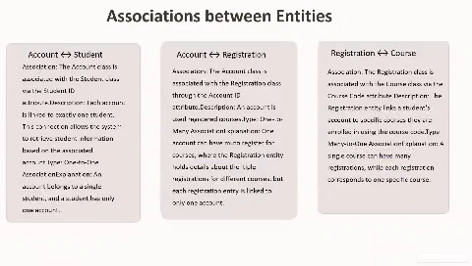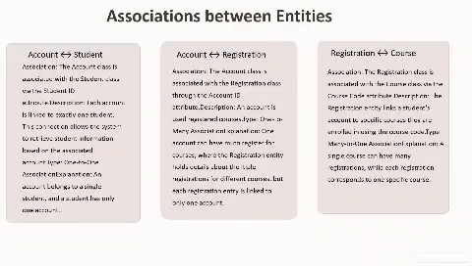Now let's examine the associations between these entities. The first one is account student, a one-to-one association where each account is linked to exactly one student profile. This connection allows the system to retrieve student information based on the associated account. The next one is account registration. This is a one-to-many association where one account can have multiple course registrations, allowing students to enroll in various courses. An account is used to register for courses where the registration entity holds details about the registered courses.